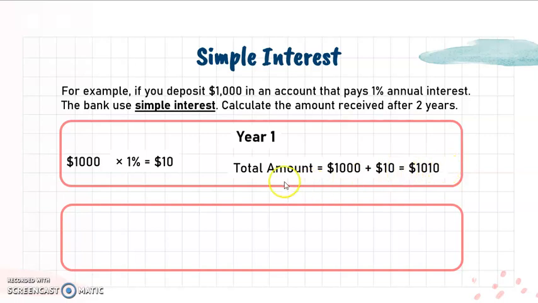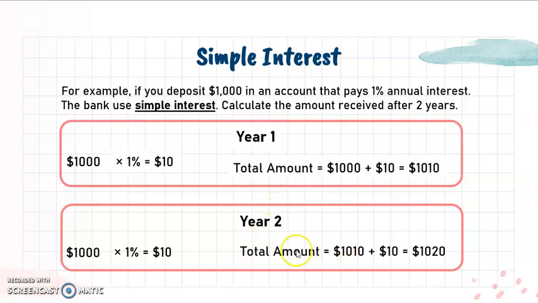$1,010 for year 1. So for year 2, for simple interest, the interest you calculate is the same as the deposit, which is $1,000, multiplied by 1%. You'll get your interest to be $10 also. So by the end of year 2, the total amount that you get will be $1,010 plus the interest, which is $10, equal to $1,020. Okay, that is simple interest. We use the same deposit value to find the interest.